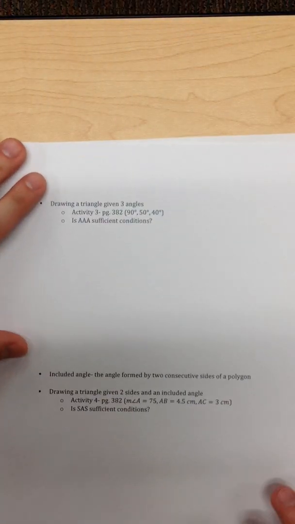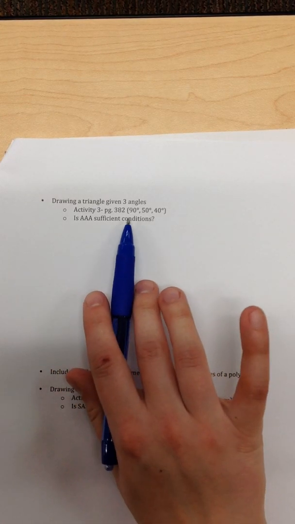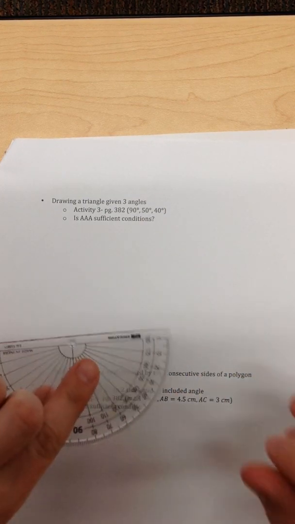Alright, next thing we've got here is activity 3, which they're going to give us 3 angles to make a triangle, and we're supposed to figure out if it's sufficient conditions or not. Okay, so the 3 angles that they give us are 90, 50, and 40.